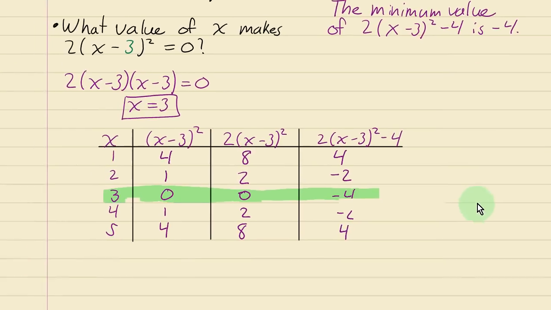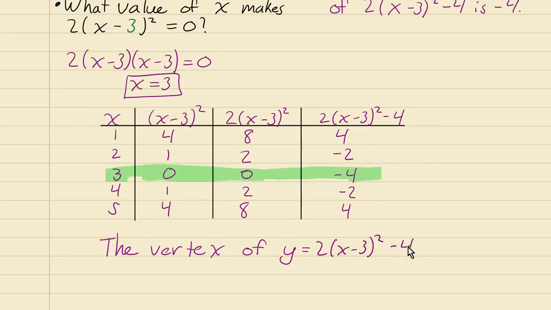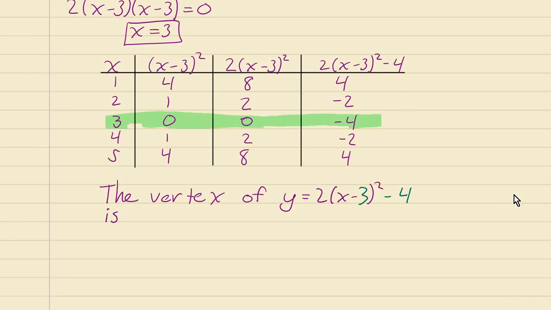So the moral of the story here is that the vertex of this equation, 2 times x minus 3 quantity squared minus 4, is the value of x is 3, and the value of y that gets you that is negative 4.